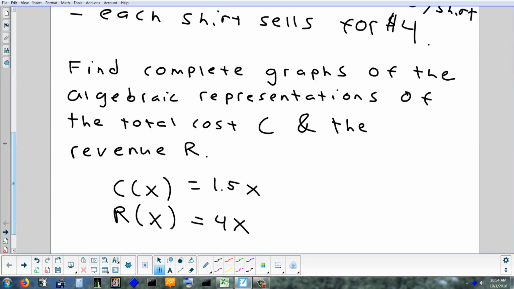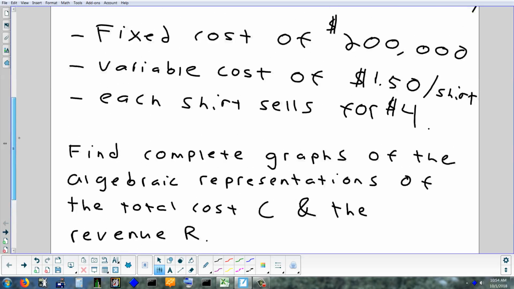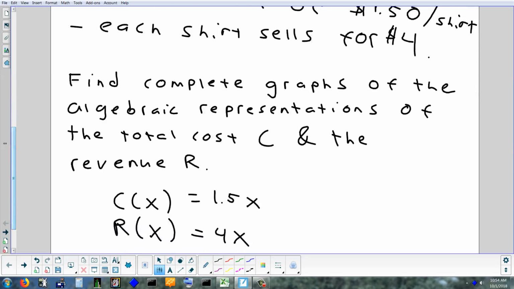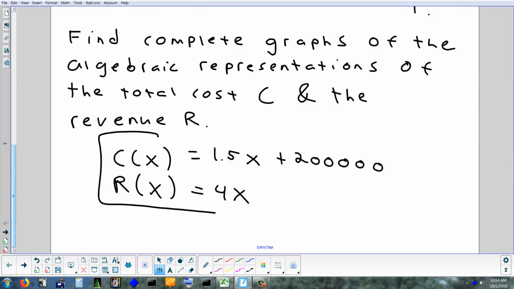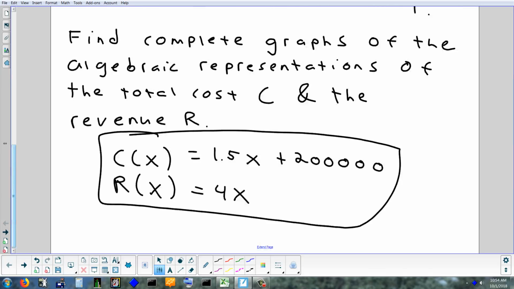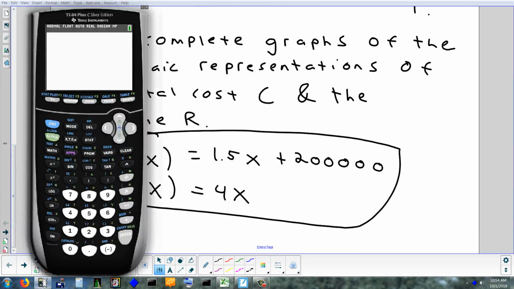Now, if we subtract it from the 4, then we could figure out the profit. But for now, we'll just figure out the cost. So it's 1.5x. But how would we account for the fixed cost with that? We just add 200,000, but that's not times x, because we don't pay 200,000 for every shirt we make. We just pay 200,000 once. So there's our formula for cost and revenue, and now they want me to graph it. In my cost equation, I've got a y-intercept way up at 200,000, so we've got to think about setting the y-max pretty high.